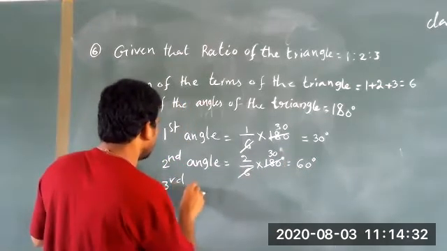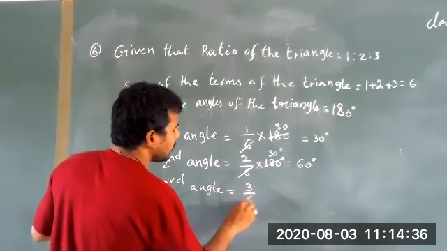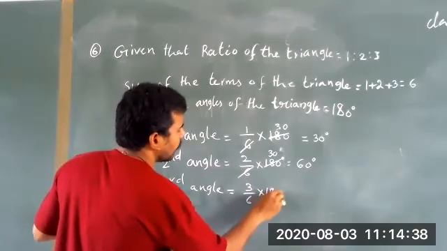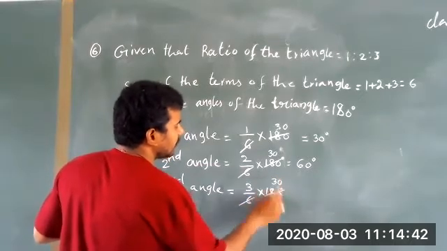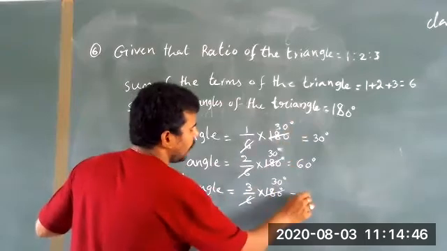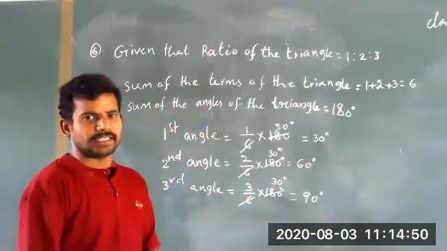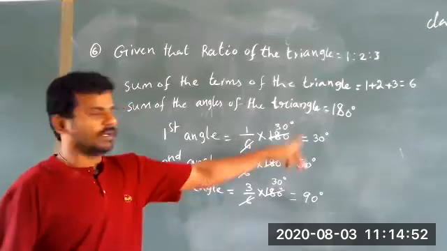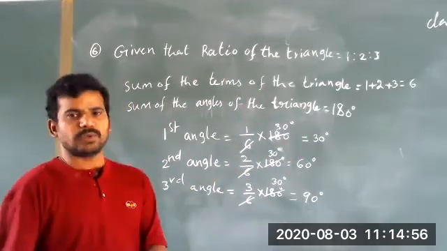Now third angle. Third angle is equal to 3 by 6 into 180 degrees. This 6 in 180 is 30 times. 3 times 30 is how many? So how many times, children? 30 times 3 is how much? 90 degrees. So first angle is equal to 30 degrees, second angle is equal to 60 degrees, third angle is equal to 90 degrees.